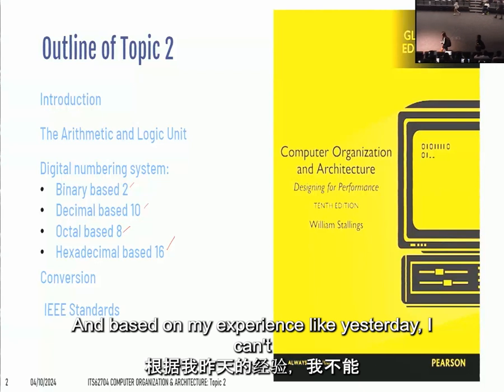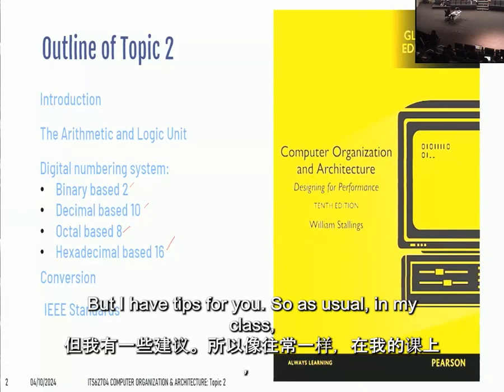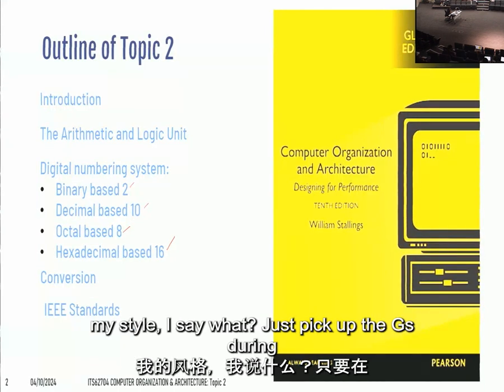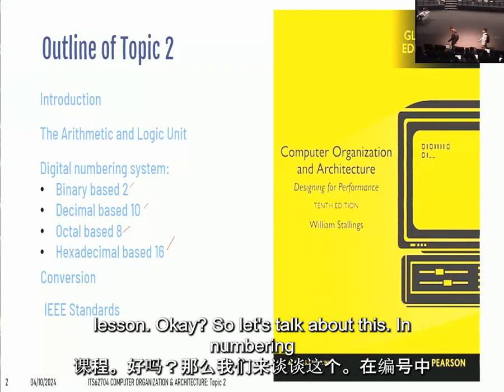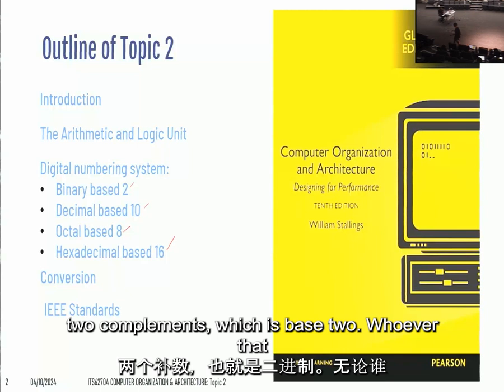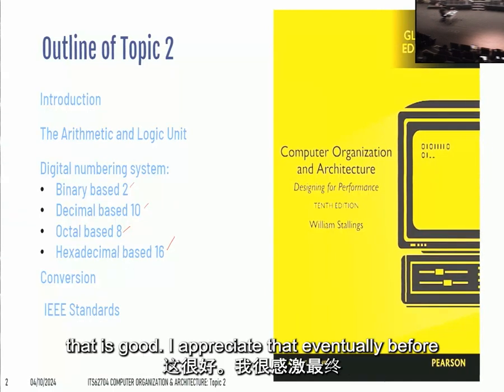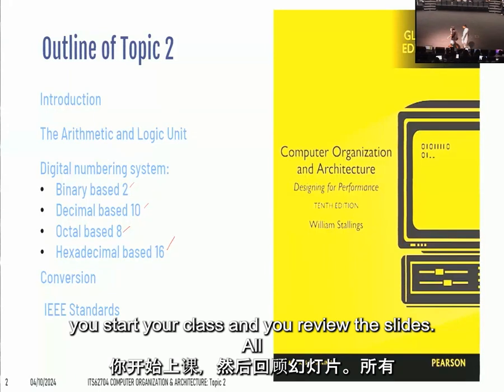Based on my experience, like yesterday, I can't cover everything because it's a lot, all right? But I have tips for you. As usual, in my class, my style is to just pick up the gist during the lesson, okay? So in the numbering system, the first and foremost is the 2's complement, which is base 2. Whoever already downloaded this slide and ran through it, I guess that is good. I appreciate that you review the slides before you start your class, all right?